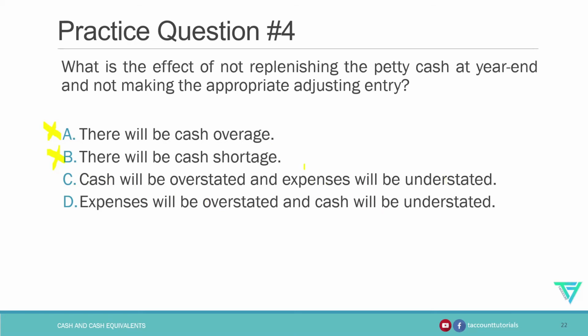To determine the effect, you should know the entry to record replenishment of petty cash. The entry to record replenishment is debit the expense accounts and credit petty cash. So if the expenses were not recorded, the expenses will be understated. So the answer here is letter C. As well as the petty cash, if it is not credited, the cash will be overstated.